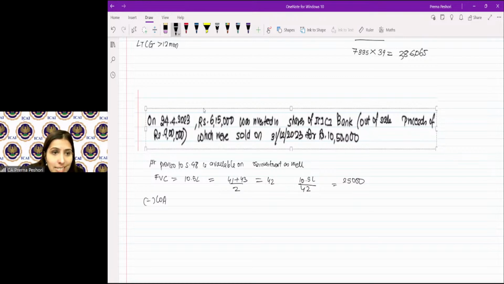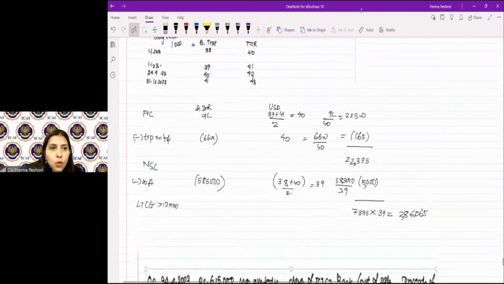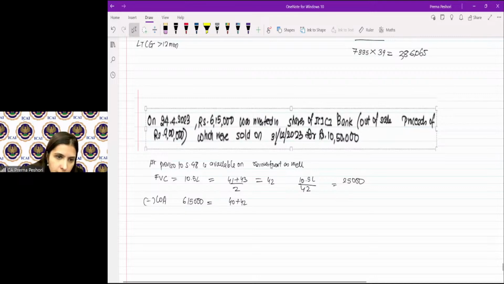So the cost of acquisition is 6,15,000. Now which date will I consider for the cost of acquisition? As on the date of the acquisition. I have acquired on 24/4, so I will consider the same date, which is 40 plus 42. So this is coming to 41. Therefore, 6,15,000 divided by 41 comes to 15,000.